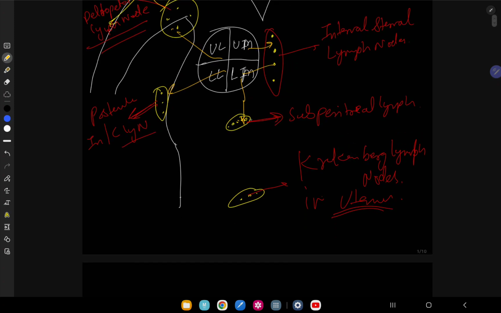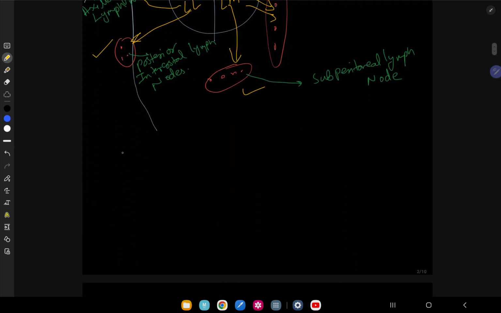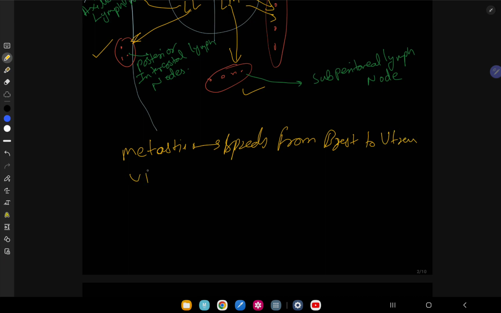In some cases you see that the lymphatic drainage, the cancer of the breast, is carried to the uterus by means of Krukenberg lymph nodes. So the lymphatic metastasis spreads from breast to uterus via the Krukenberg lymph nodes.